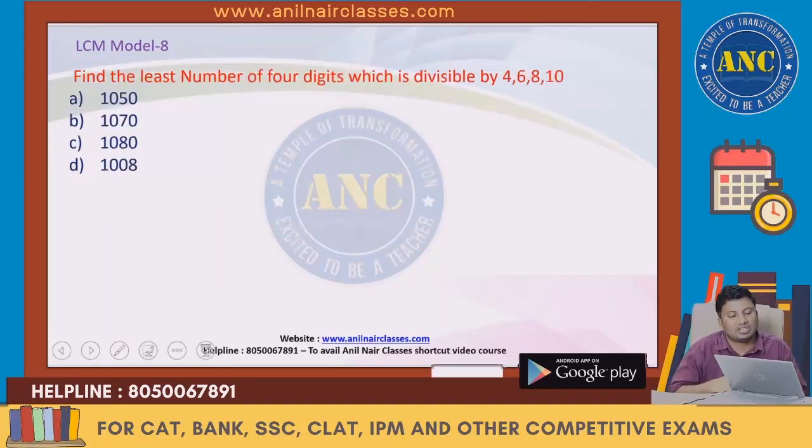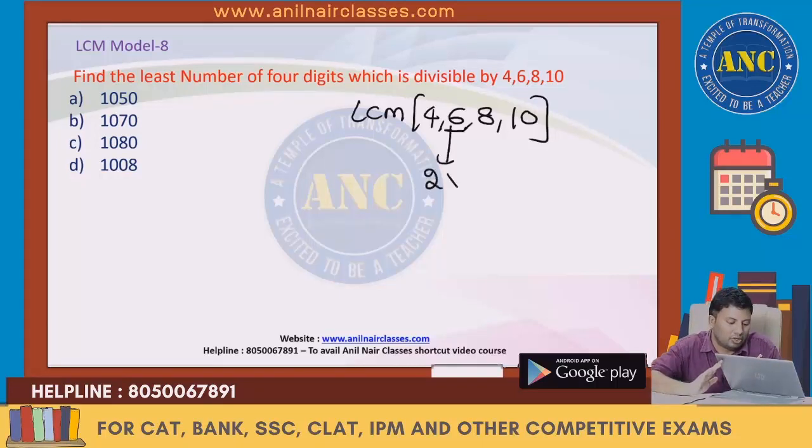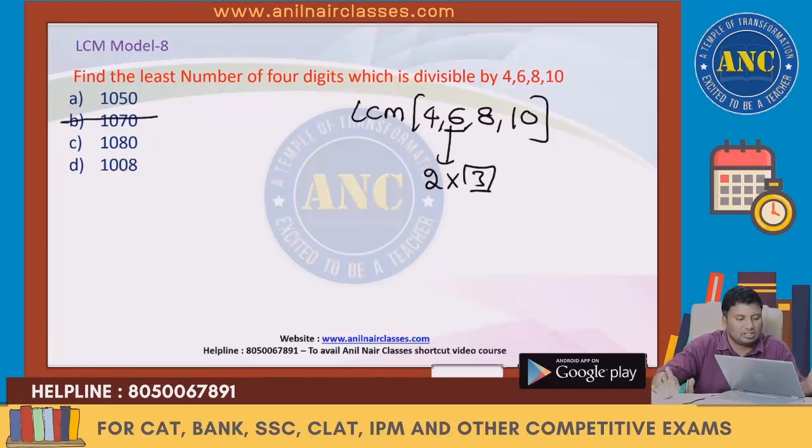Find the least number of 4 digits which is divisible by LCM of 4, 6, 8 and 10. 6 is nothing but 2 into 3. Answer should be divisible by 3. This is out. Answer should be divisible by 8 and 4. Divisible by 4. It is out.